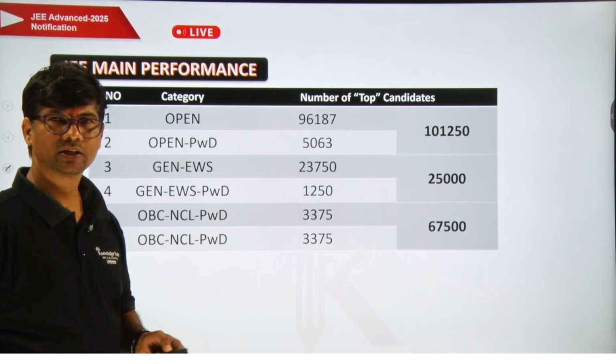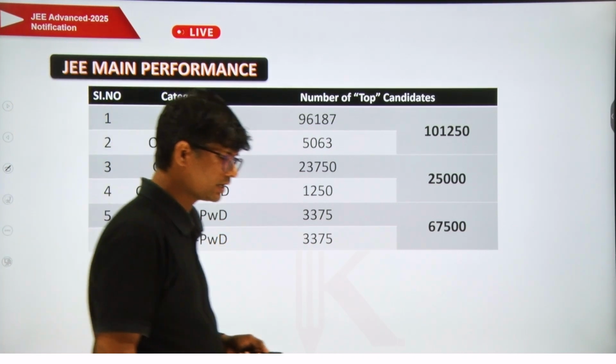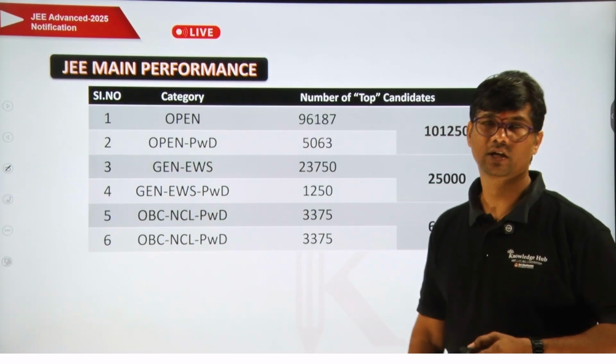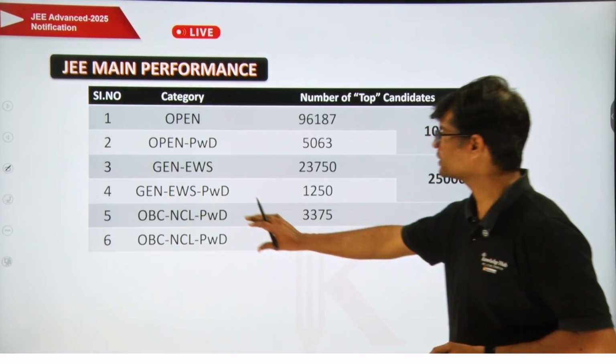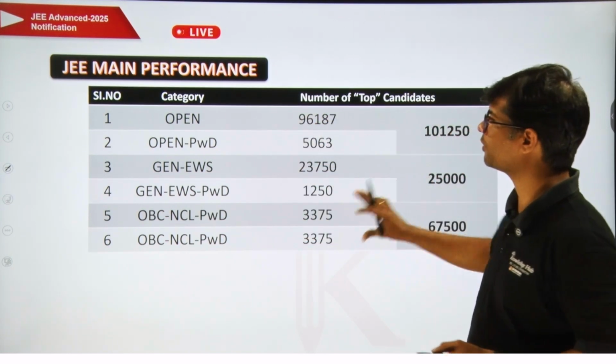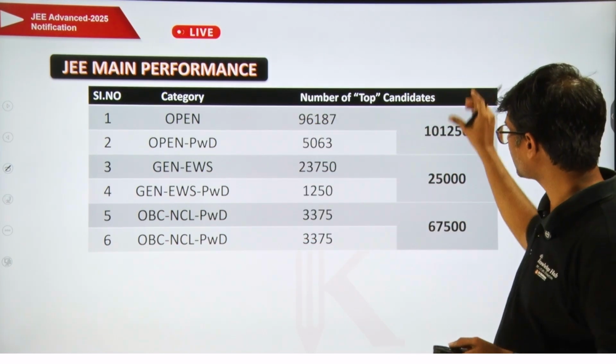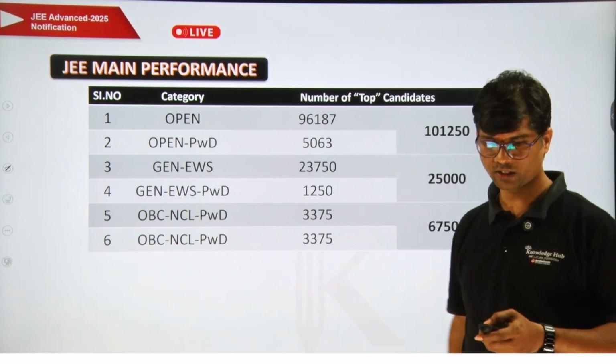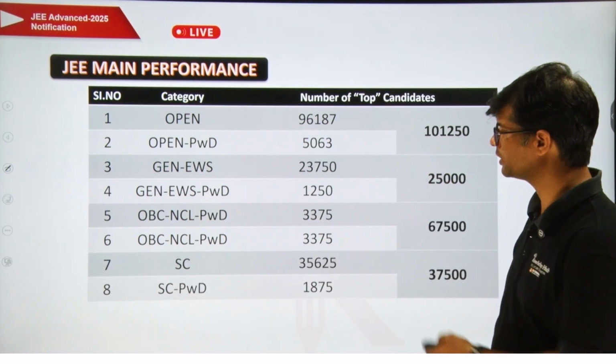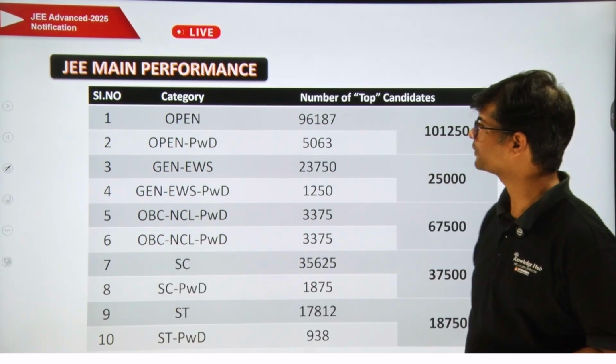And in the OBC category, 67,500 students are the top performers. In each category, they take the top performers, and all these top performers are eligible to write the Advanced exam, even in the SC and ST categories.